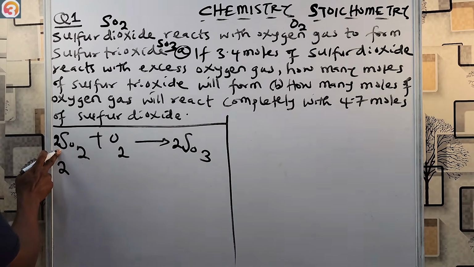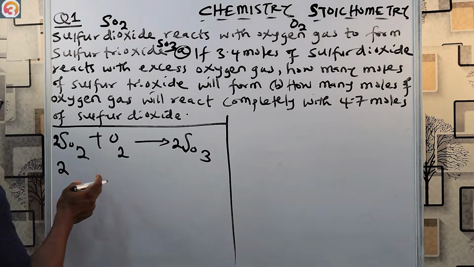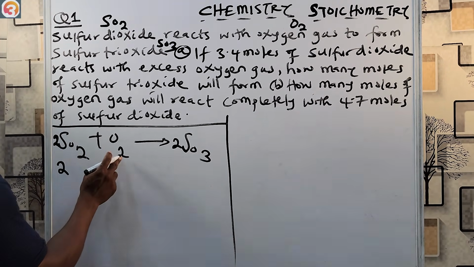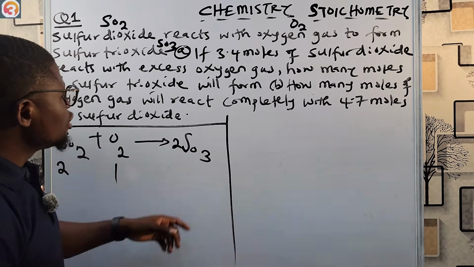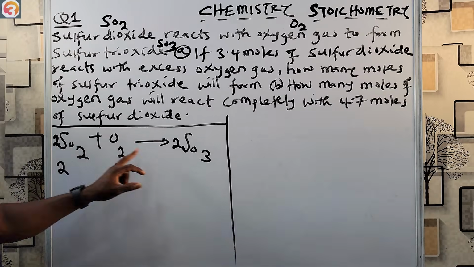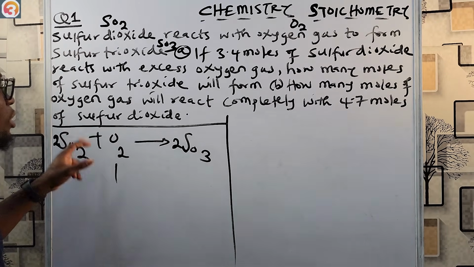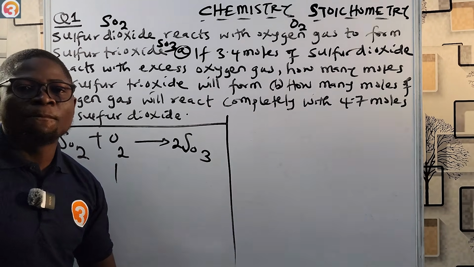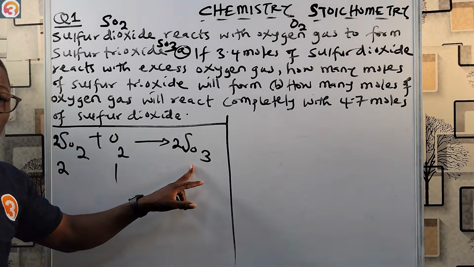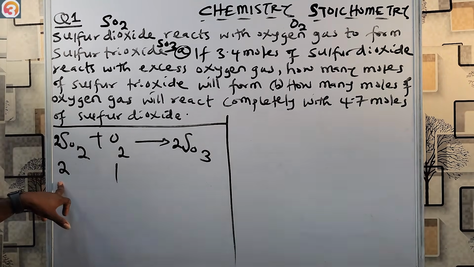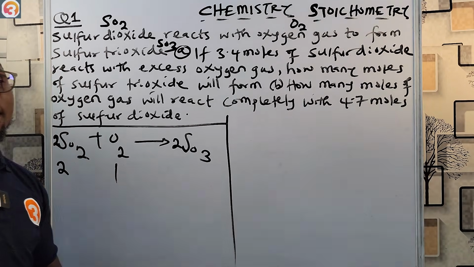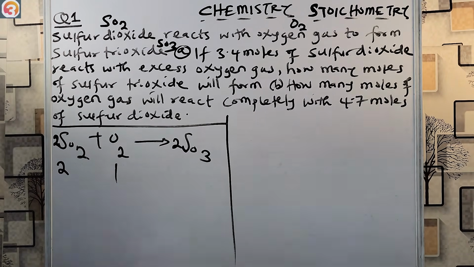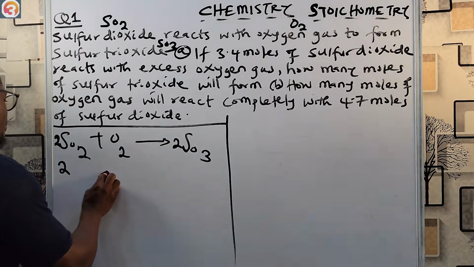We are using mole ratio now: 2 molecules of sulfur trioxide and 1 molecule of oxygen. That means that to form 2 SO3, 2 molecules of sulfur dioxide must react with 1 molecule of oxygen to give 2 SO3. So now that is not the main part of the question.